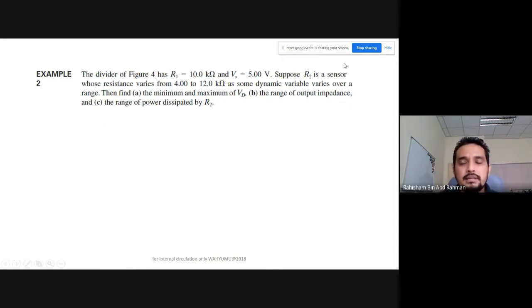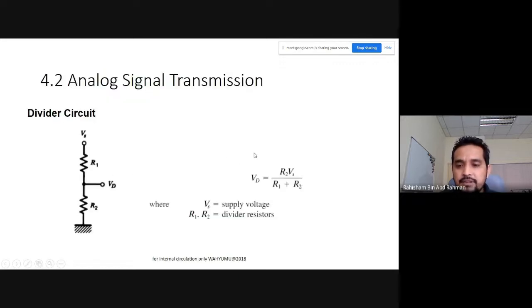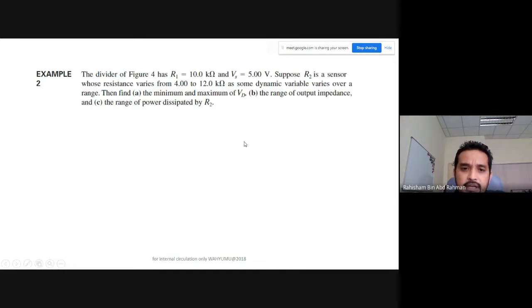How are we going to calculate the maximum and minimum VD? Okay, we have this value. Take a look at this formulation. It is very simple maths, but if you are unable to use it, it is very difficult for you to answer it in the worked example. What does the question ask? What is the minimum and maximum VD?